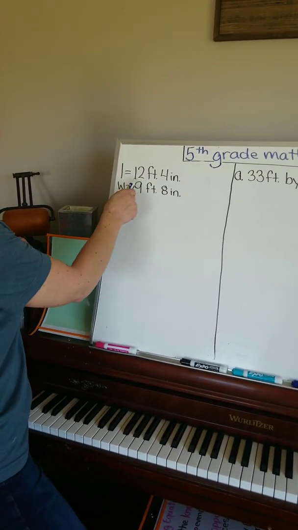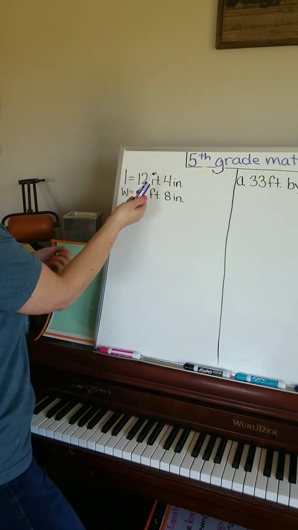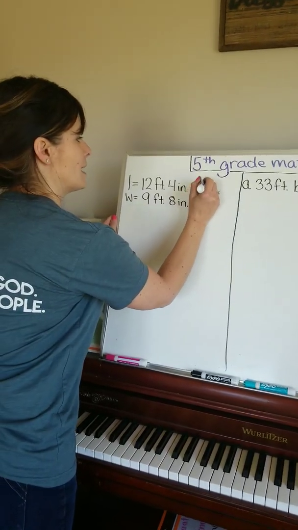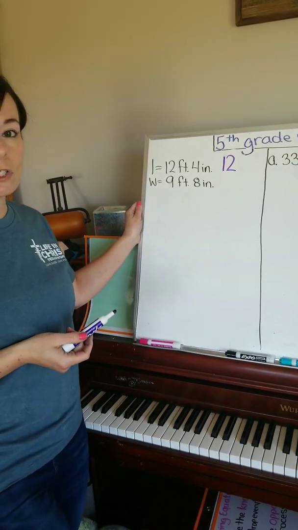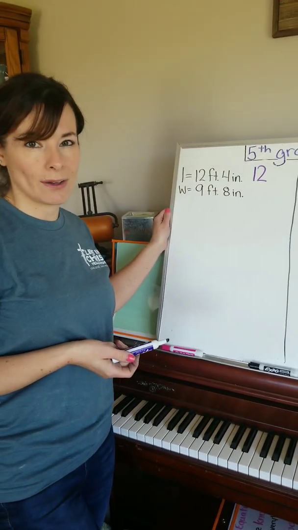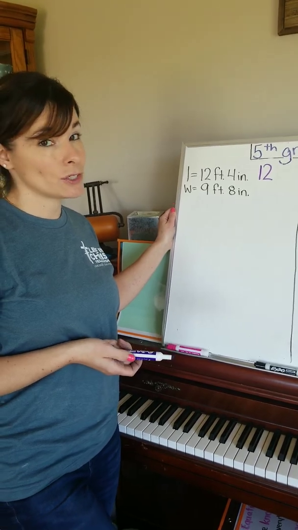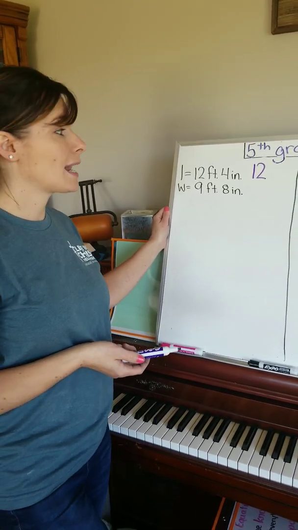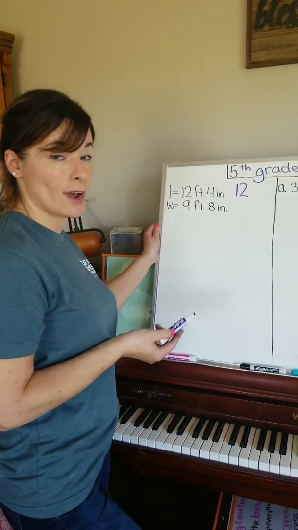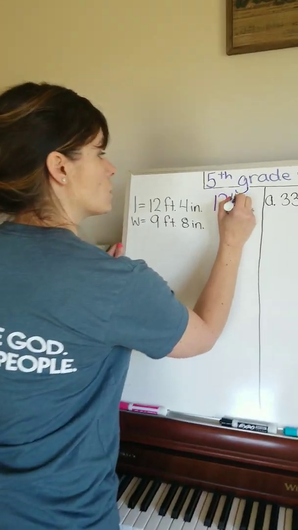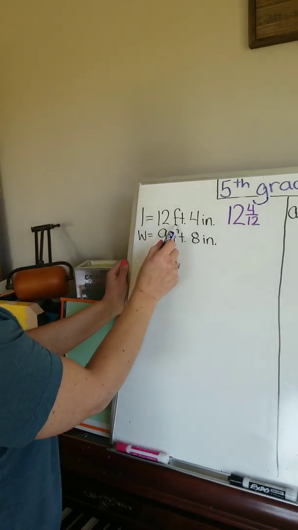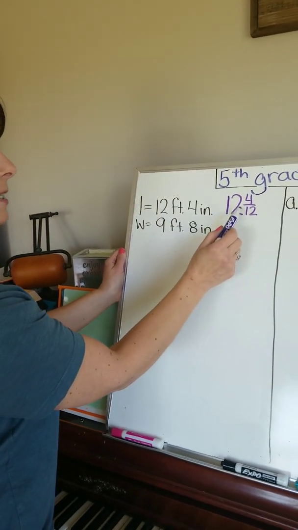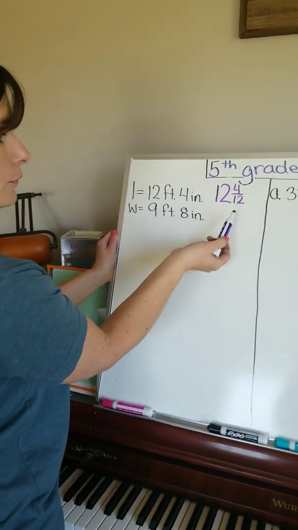So I have 12 feet 4 inches. That's already 12 feet. Now 4 inches is just a part of a foot. So what you have to do is make a fraction using what you know about inches and feet. How many inches are in a foot? 12. And I've got 4 inches, and that's my fraction, 4/12. So I have 12 feet and 4/12 of another foot, which is 4 inches out of the 12.